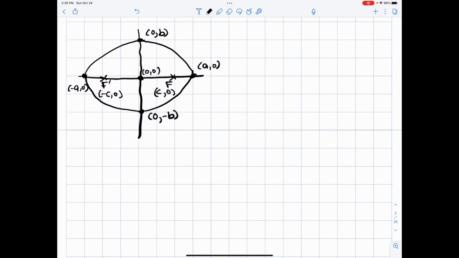And then you'll find that they went ahead and named that point up there capital B, and this point down here capital B prime. Vertex B and vertex B prime. So just a couple of things to keep in mind.